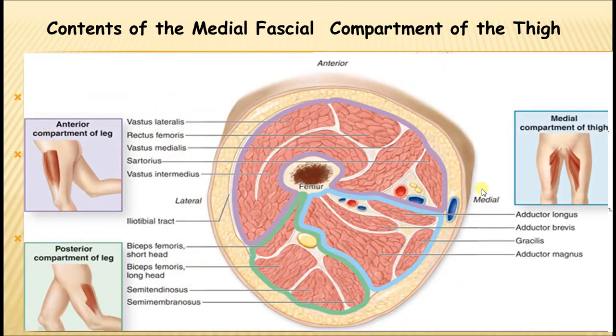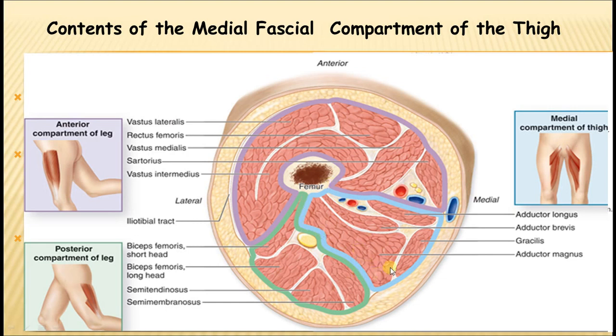A cross section of the thigh gives an orientation about the structures in the medial compartment. You have the three compartments: the anterior or extensor compartment, the posterior or flexor compartment, and the medial or adductor compartment. They are all divided by the intermuscular septa. You have the lateral intermuscular septum, the medial intermuscular septum, and the posterior intermuscular septum. The adductor muscles are actually present between the medial and the posterior intermuscular septum.